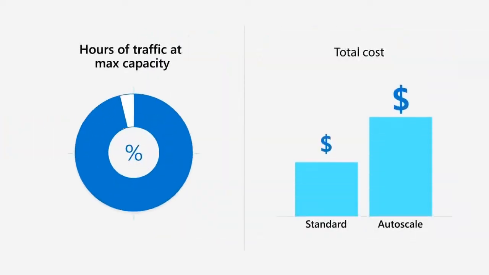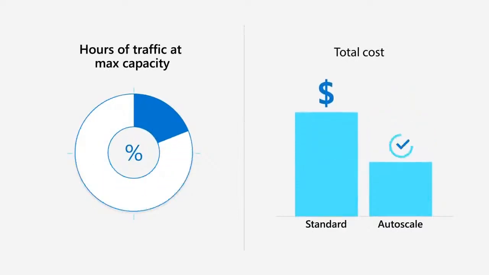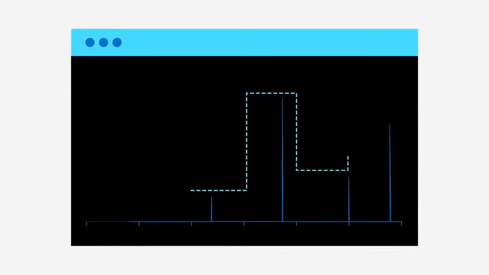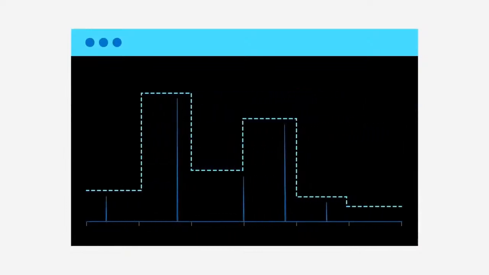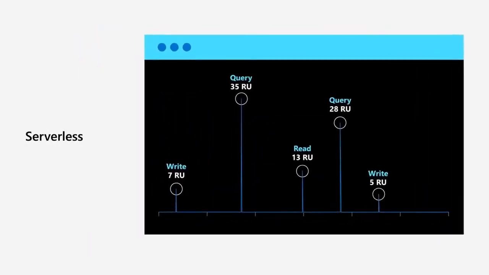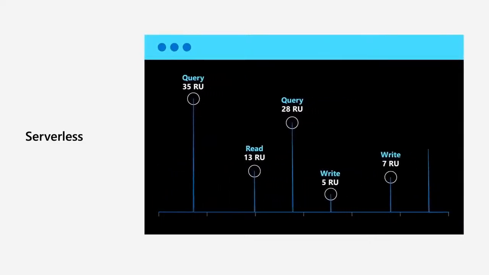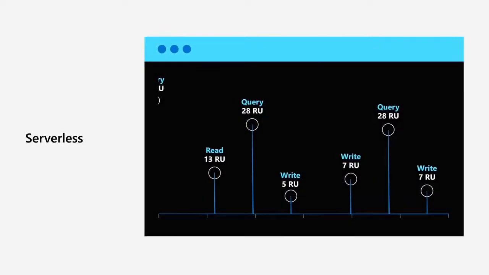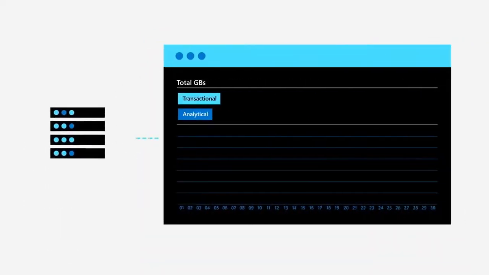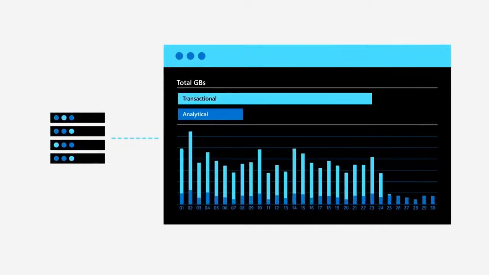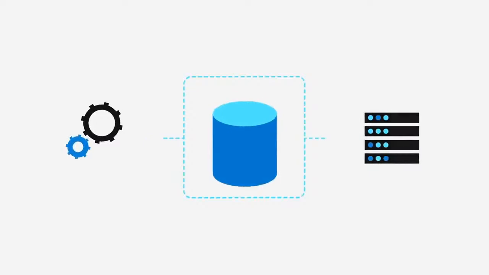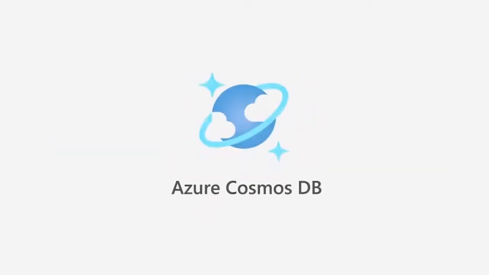Autoscale becomes more cost-effective than standard when traffic is unpredictable and not close to maximum capacity most of the time. Provisioned throughput may not suit workloads with only occasional database operations and lower performance requirements. These applications can benefit from the serverless model. While it has a higher unit cost, it's consumption-based and only charges for the request units used per database operation. With consumed storage, fees are charged for the total gigabytes used per month for both transactional and analytical storage. You also pay for storage I/O and analytical storage. Get the most value from your workloads by understanding the components you're billed for in Azure Cosmos DB.